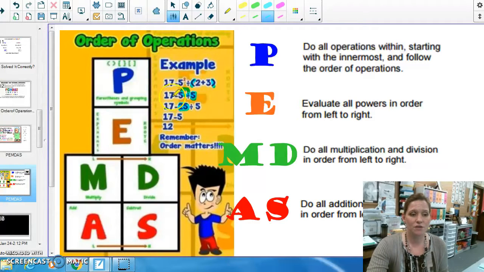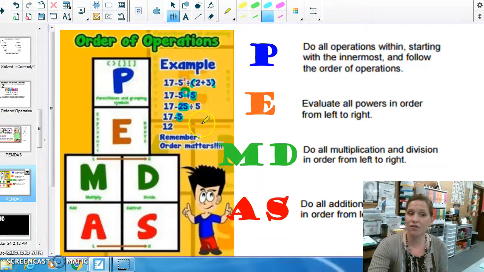And now everything else gets brought down. 17 minus 25 divided by 5. The next step is multiplication and division from left to right. As I'm going from left to right, I have subtraction, and there's my division. So I must do division first. So now I'm going to do 25 divided by 5, and that gives me 5 as my answer.